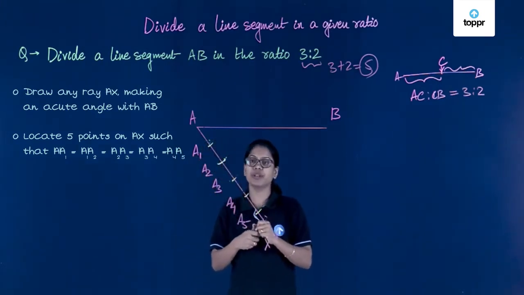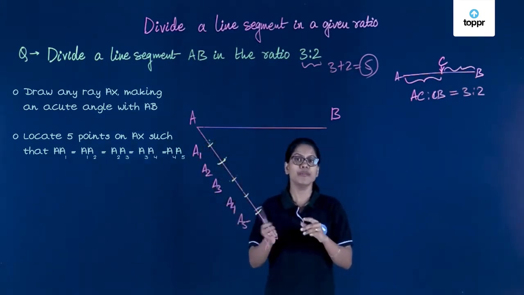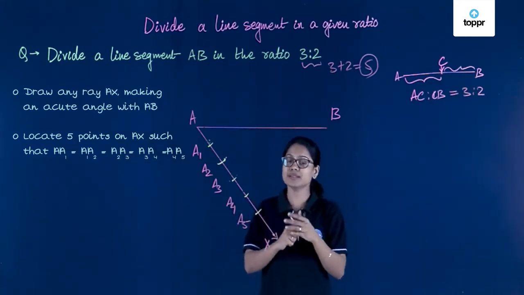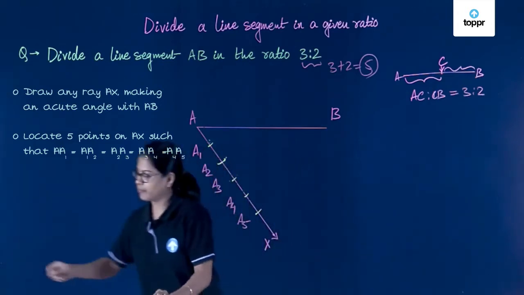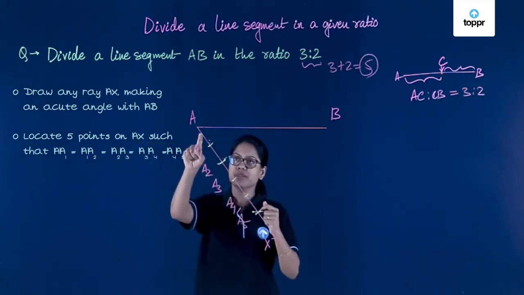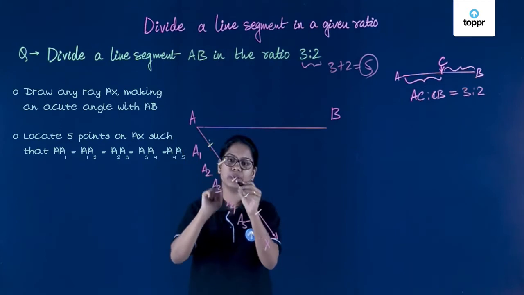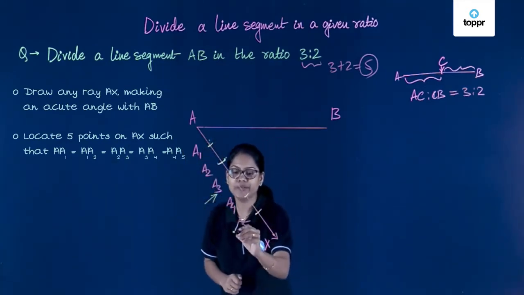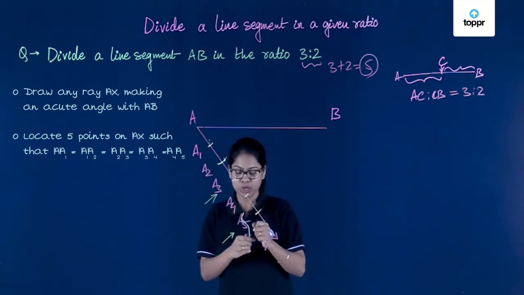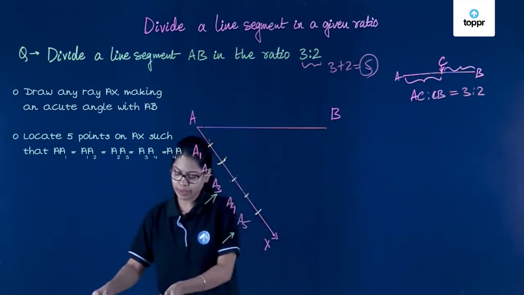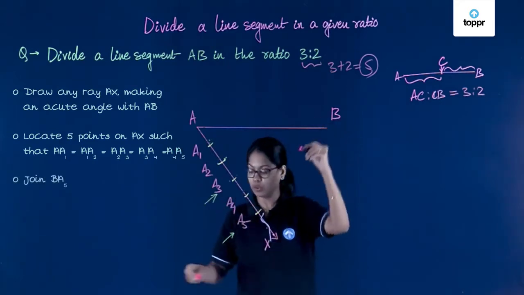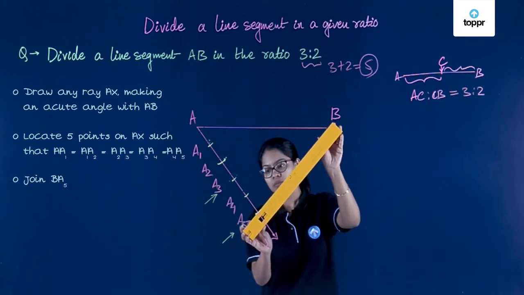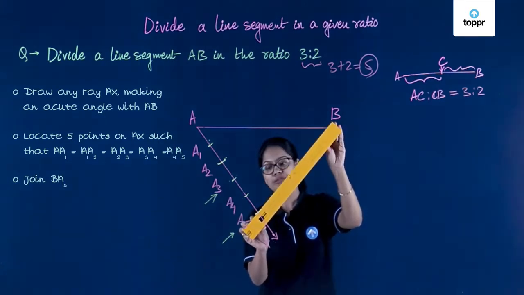So after successfully dividing into 5 equal parts, we'll now go back to our required ratio. This is 3:2. So the first part is made up of 3 parts, that means 1, 2 and 3. This here signifies the end of the 3 parts and A5 here signifies the last part. So the next step we'll be following is we are going to join A5 to the point B. So we are joining A5 to B here.